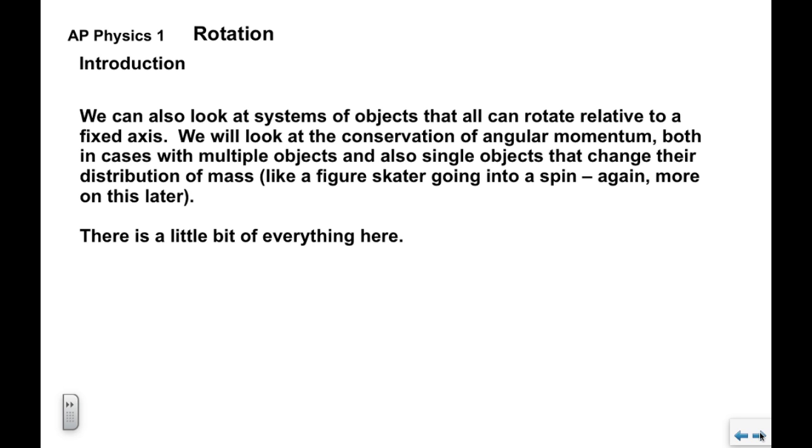When we look at systems of objects that can rotate relative to a fixed axis, we will then look at the angular momentum of the system, both in cases with multiple objects and also single objects that change their distribution of mass. We'll take a look at a figure skater that goes into a spin and pulls the arms into the middle so that they spin faster.